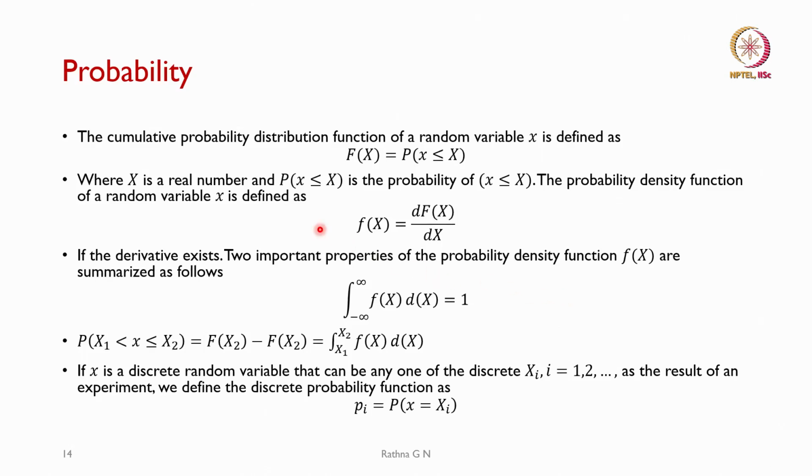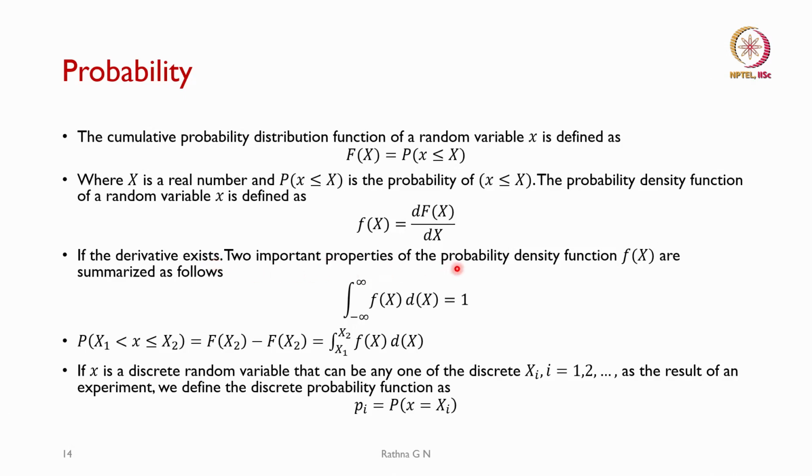So, the cumulative probability distribution function, we call it the CDF, of a random variable x is defined as F of x is equal to probability of x less than or equal to capital X, where capital X is a real number. We call the probability density function of a random variable x, f of x, which is nothing but d by dx of F of x, if the derivative exists.